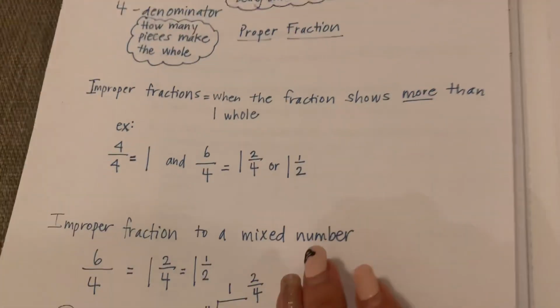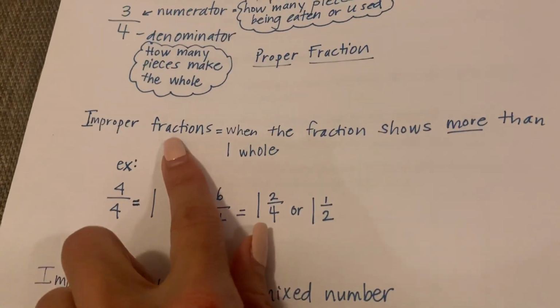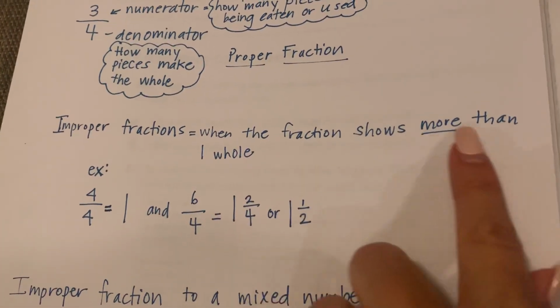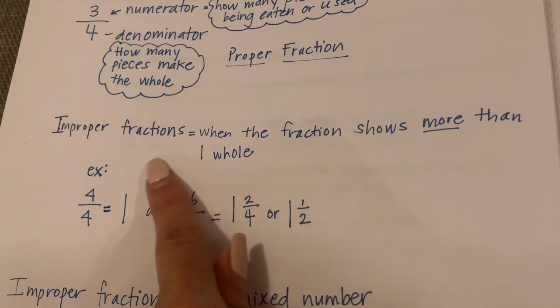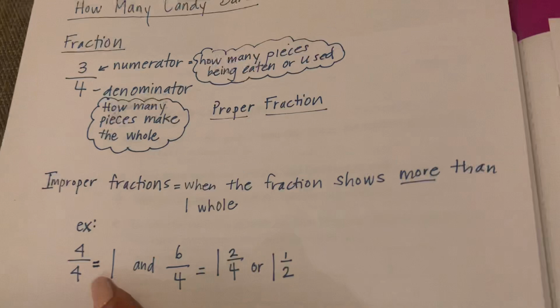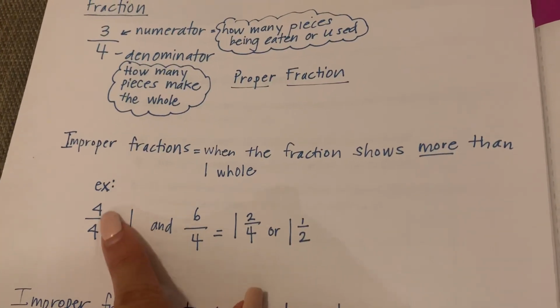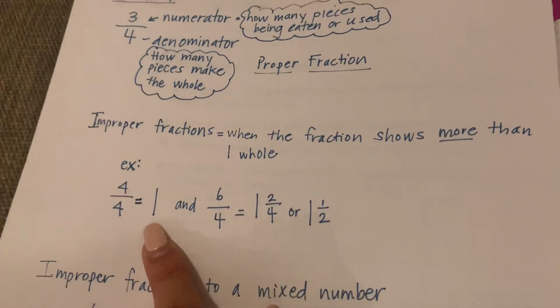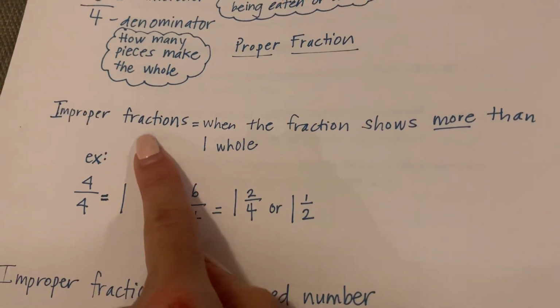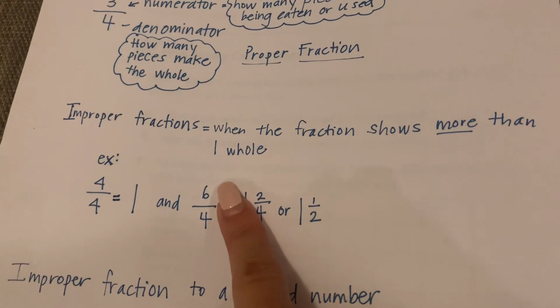And then I also want to review what an improper fraction is. An improper fraction is when the fraction is showing more than one whole. So we know one whole is when we have the same numerator and the same denominator. We have 4 over 4. We know that makes the giant 1. So 6/4 is an improper fraction because 6 is larger than 4.